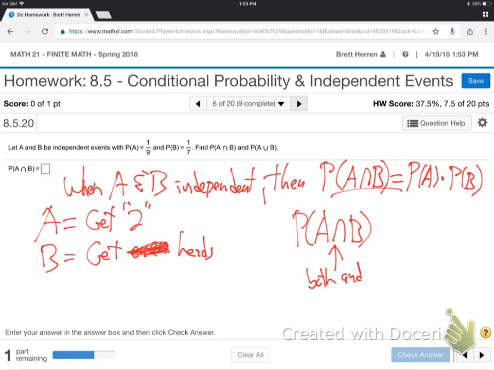So, and or, this means both and. When I write this, it means both A happens and B happens. Both you get a 2 and you get a heads. What's the probability that both are going to happen? That I'm going to get the 2 and get the heads?